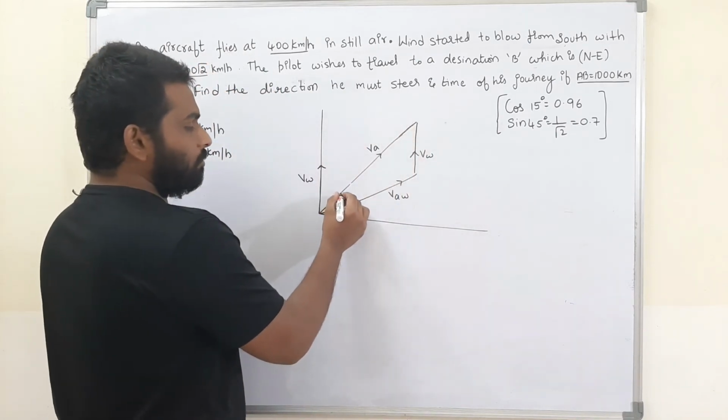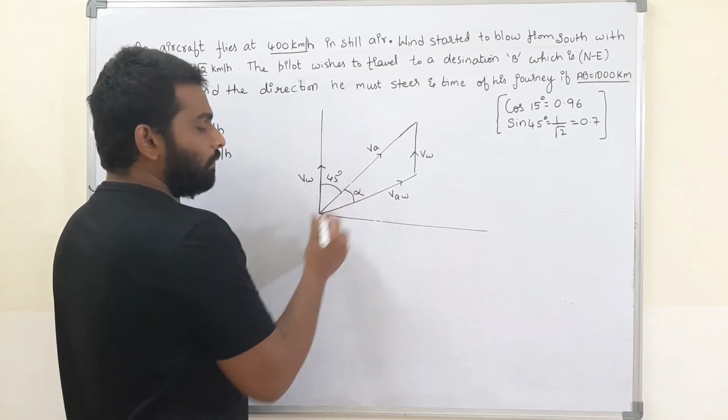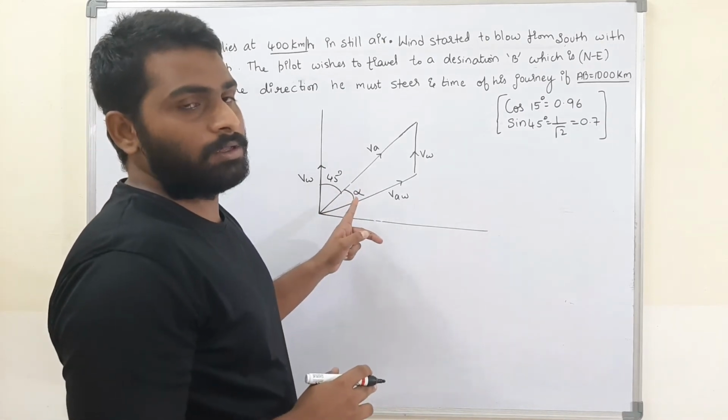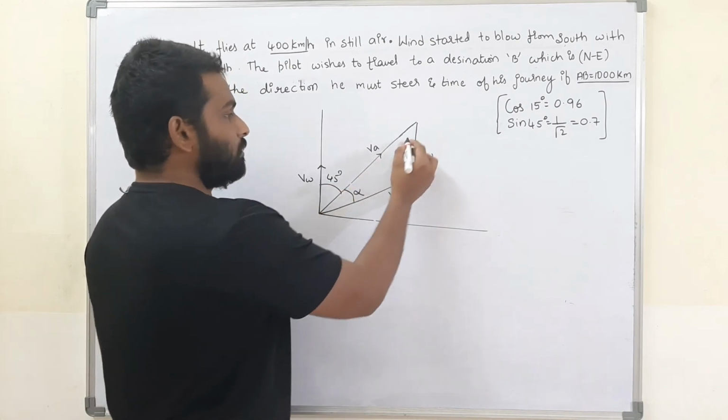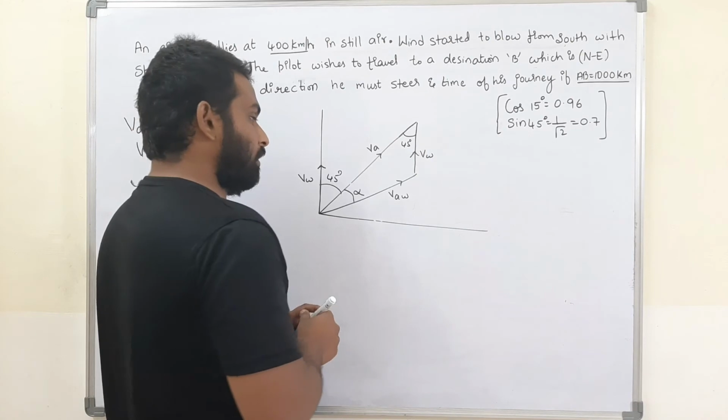Now I know this angle is how much? 45 degrees. I know this angle is how much? Alpha. I don't know, I am taking the angle as alpha. If it is 45, what is this angle? 45 degrees. Okay? Well and good. Now see here.